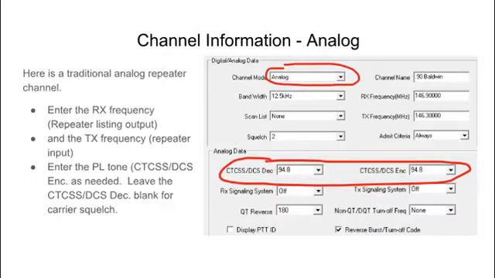Channel information. Analog. Here is a traditional analog repeater channel. Enter the RX frequency, repeater listing output, and the TX frequency, repeater input. Enter the PL tone, CTCSS/DCS encode as needed. Leave the CTCSS/DCS decode blank for carrier squelch.